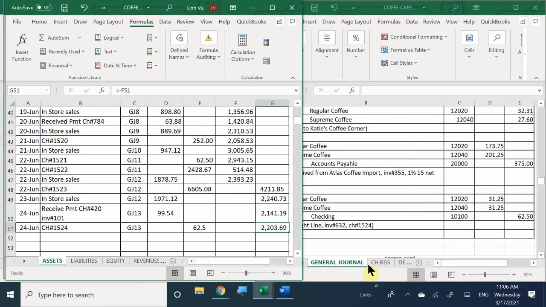We're adding more debt. Am I missing something? No, I got 2203.69. That's what I've got as well. Yes, 2203.69. Okay. Right, we wrote another NSF check once again. Okay, so, all right. So what do we do now?